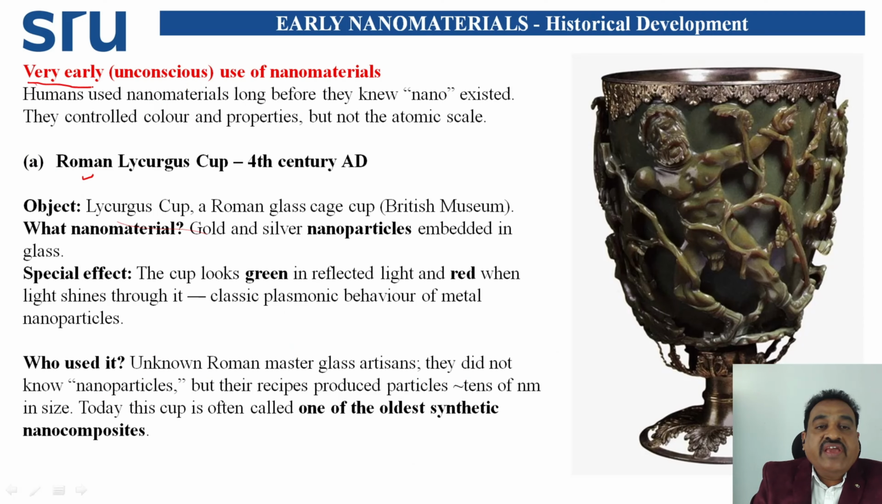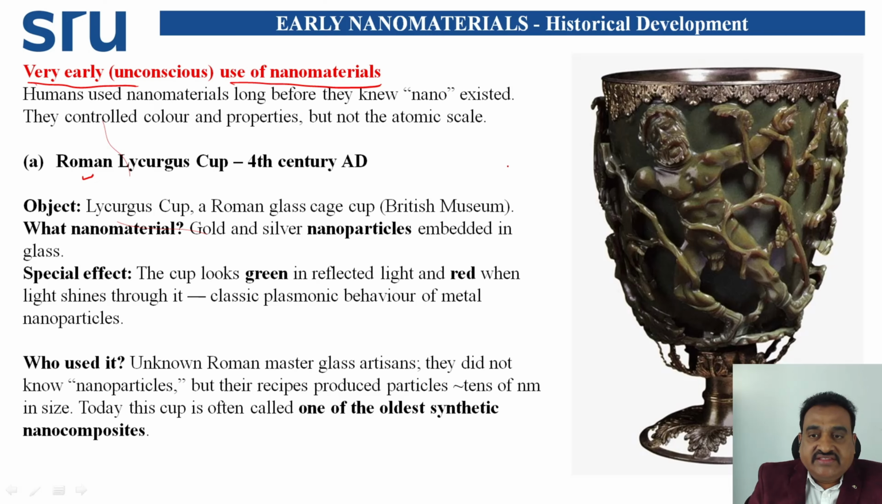So, very early use of nanomaterials. Early nanomaterials, this is historical development. Humans used nanomaterials long before they knew nano existed. They controlled color and properties using nanomaterials in their materials, but not at the atomic scale.